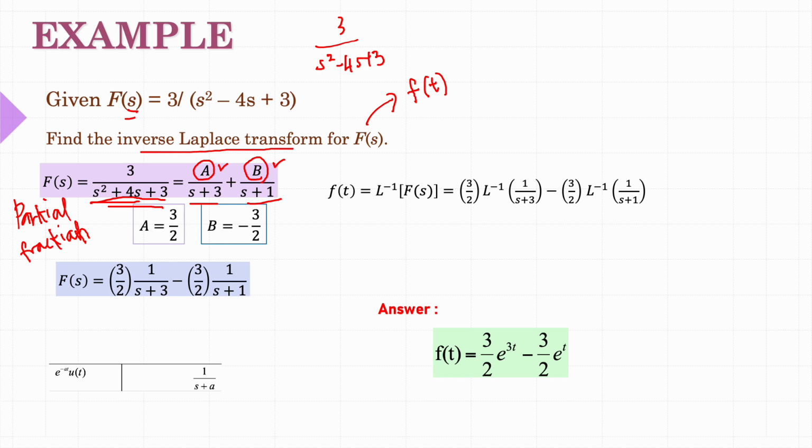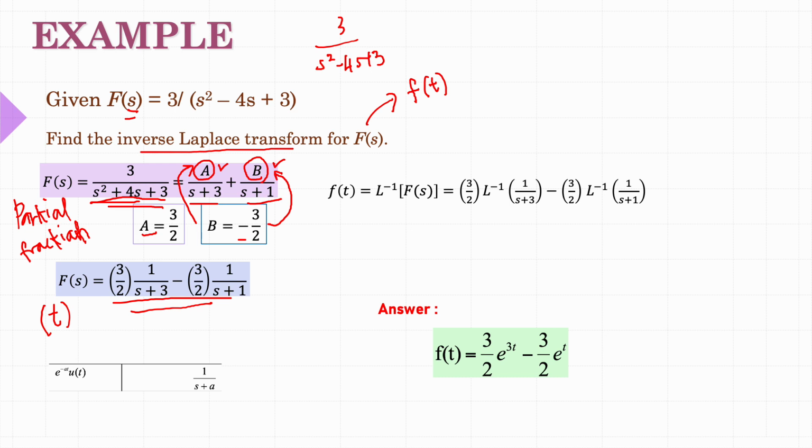From your calculation you should obtain the value of A equals 3 over 2 and the value of B is negative 3 over 2. Alright, and we can replace back the value of A and B in the equation given, and we will get it as such. So what we need to do next, in order to obtain the equation in time domain, is refer to the table.